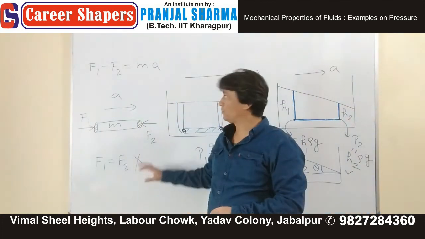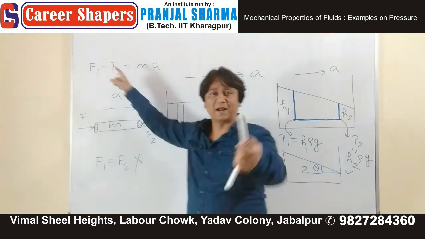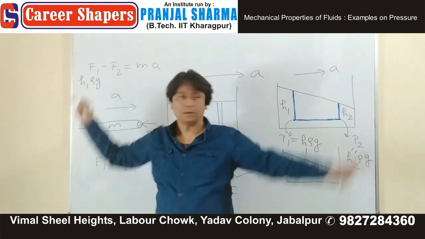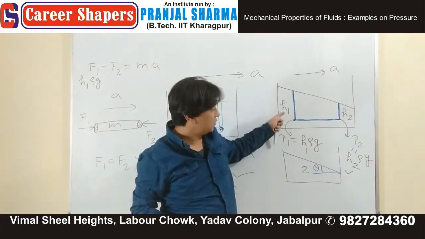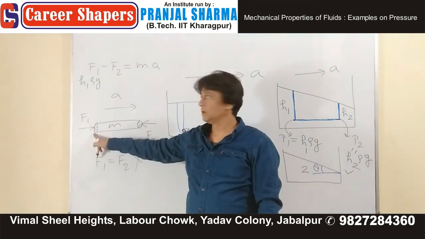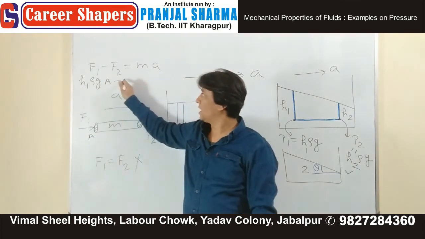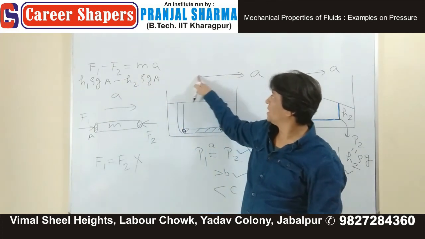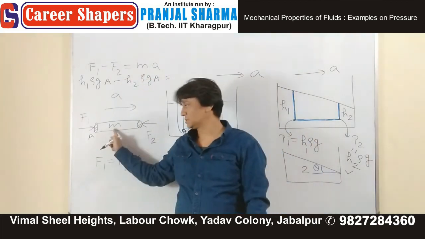So F1 equals to F2. It's not correct. F1 minus F2 is what? Mass into acceleration. What is F1? Pressure. What is pressure? H1 rho G. इस जगह पर कितनी हाइट है? H1. प्रेशर ये है और इसका क्रॉस सेक्शनल एरिया कितना है? Take it A, into A minus H2 rho G into A. अब देखना रे इधर. What is mass? किसका mass? इसका mass.